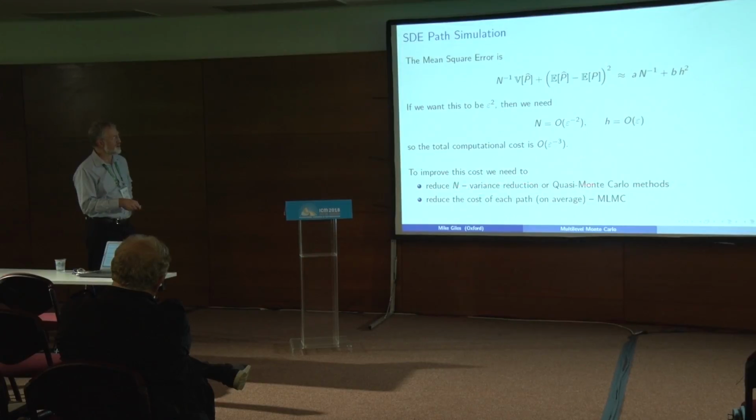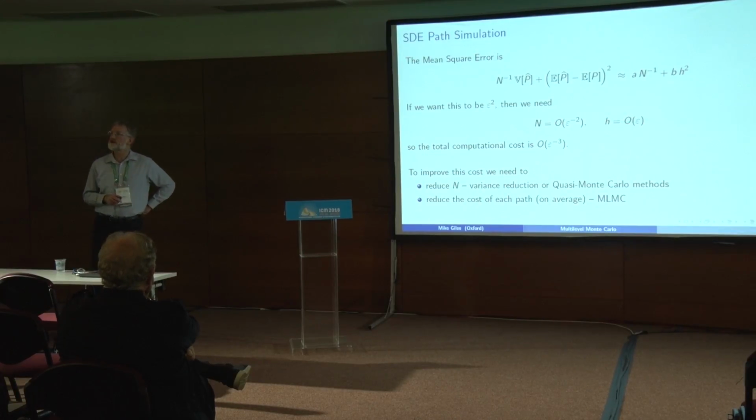Okay, so those are classic methods in the Monte Carlo literature. But what we're going to do here with multi-level is really tackle much more this piece. What we want to do is reduce on average the cost of each of our simulations.